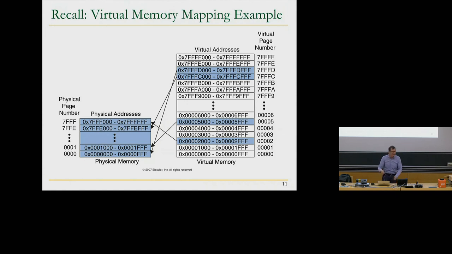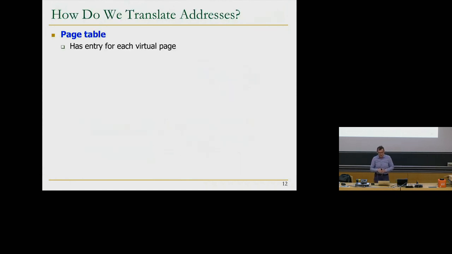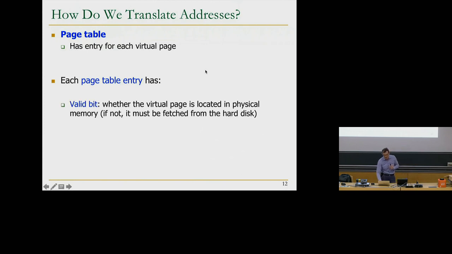Okay, so how do we translate addresses? This is where we stopped, actually. Basically, the page table, as I said, translates the virtual addresses to physical addresses, virtual page number to physical page number. So it has to have an entry for each virtual page. It has to do this mapping. So each page table entry associated with a virtual page number has three things. One is a valid bit, whether the virtual page is located in physical memory. If not, it must be fetched from the hard disk.